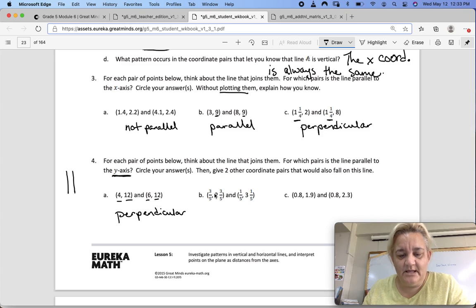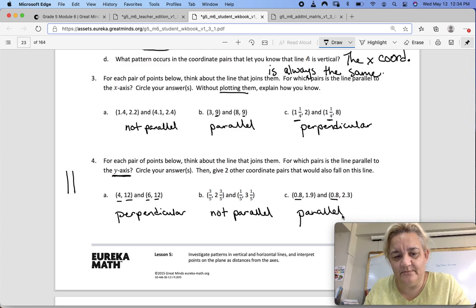This one, (3/5, 2) and (3/5, 1/5, 3) and 1/5, that's not parallel, it's not perpendicular. There's no pattern there. And this one, 0.8 and 0.8, those have two x coordinates that are exactly the same, so that is parallel to the y-axis.